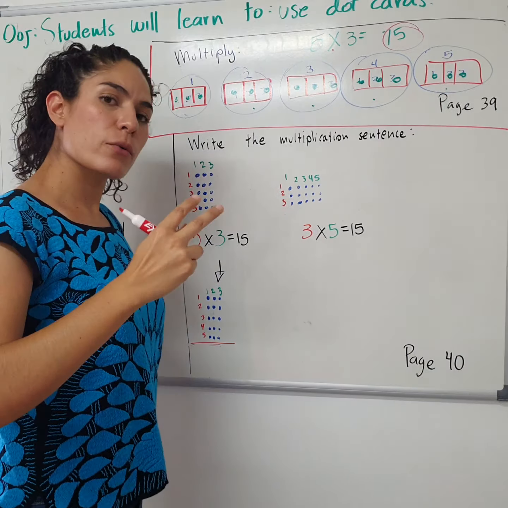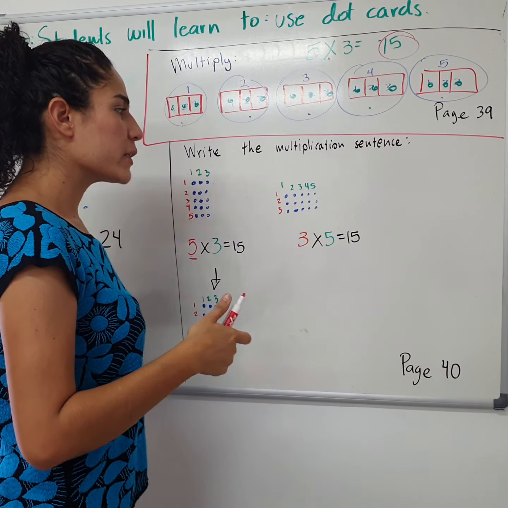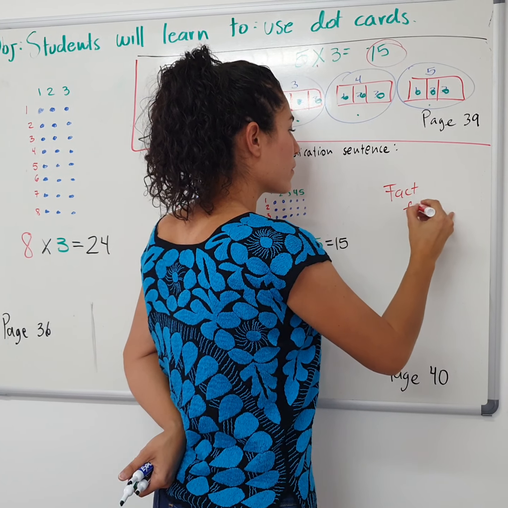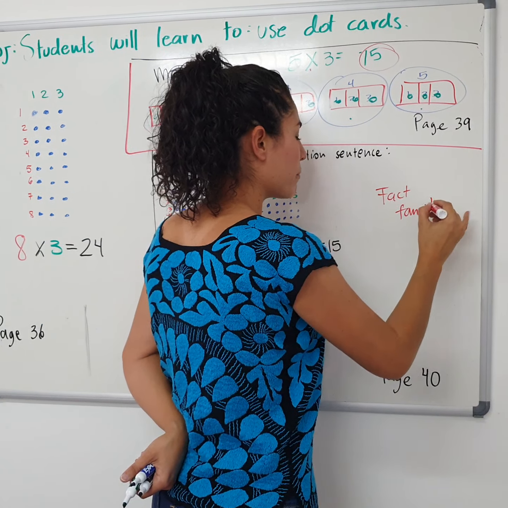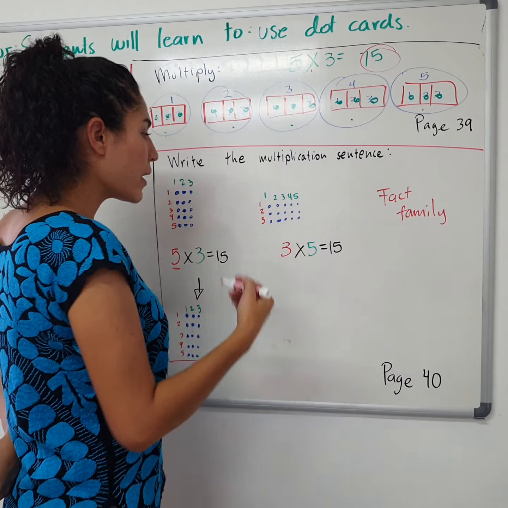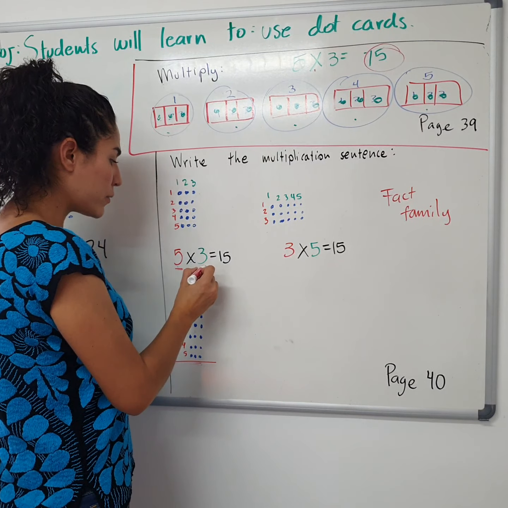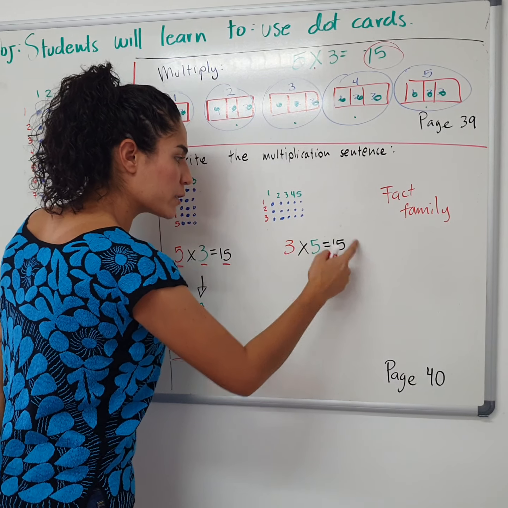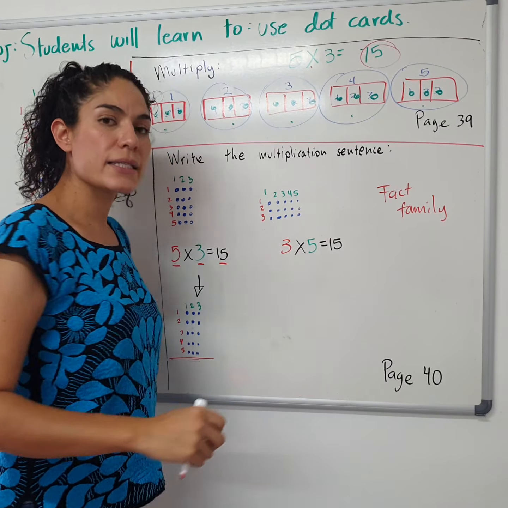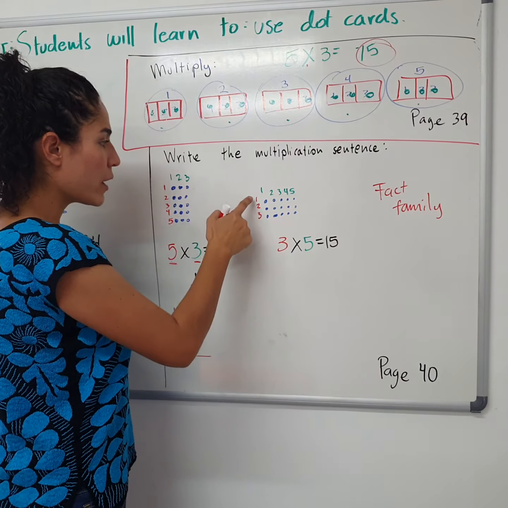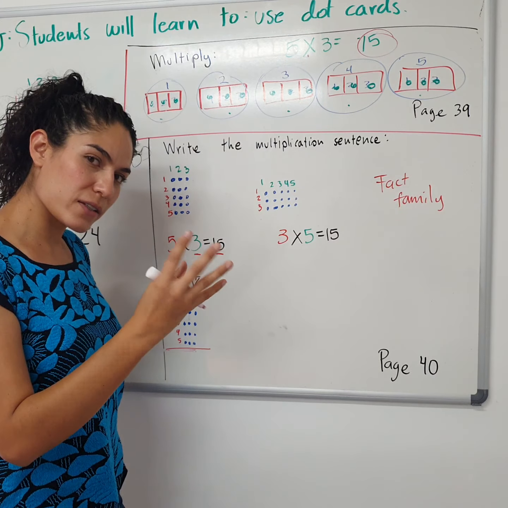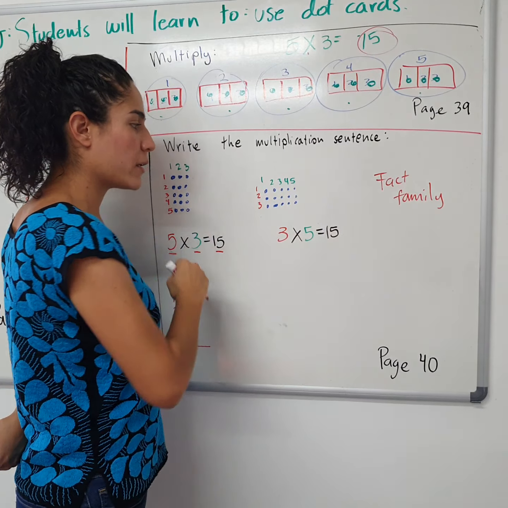Now, what is another way to show this? We can use something that is called a fact family. Some of you are going to remember about the fact family, right? We said that a fact family are going to be the members of a family. We can switch the numbers, but they are going to remain together, right? So in here, I'm going to have the same multiplication sentence. I'm going to use the fact family numbers.